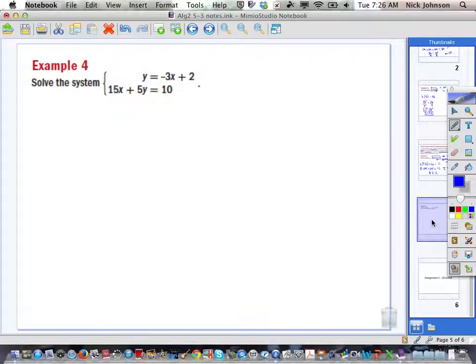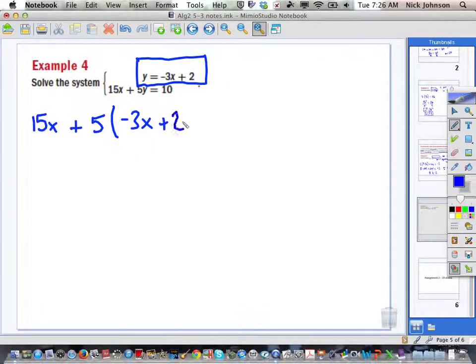Example 4. Solve this system. Once again, all these are solved for one variable. Okay? There might be times where it's not solved for you and you need to solve for a variable, which is fine. So here, wherever I see a y down below, I'm going to put in a negative 3x plus 2. So rewrite that second equation, 15x plus 5 times the quantity, negative 3x plus 2. All that has to equal 10. Okay?